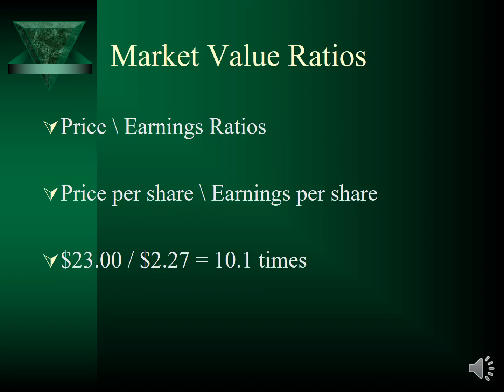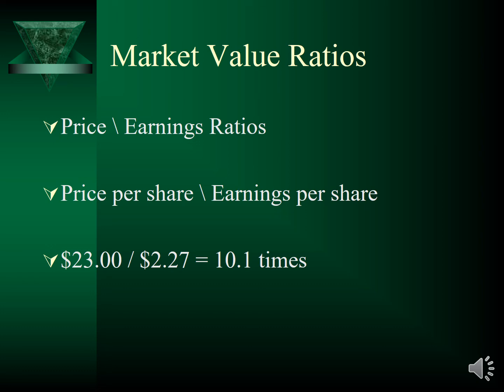Now we introduce the stock market in our ratio calculation, and we compare the market price of stock with the earnings generated by the company. So the formula is that we have the market price of a stock divided by earning ratio, and the earning ratio is calculated by computing the earning per share. It is also known as EPS.